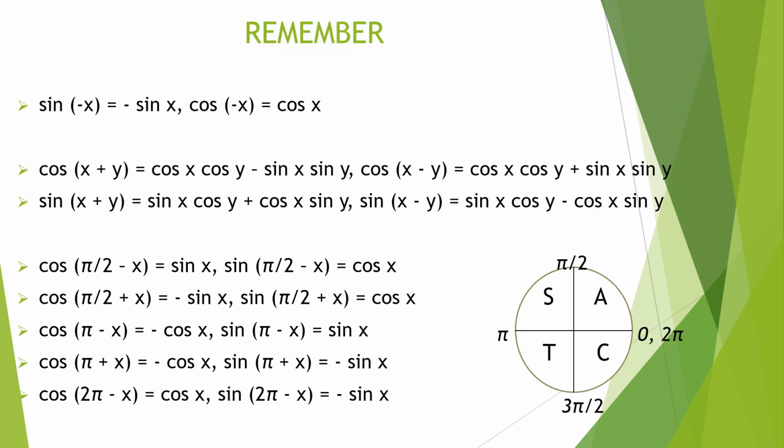Now comes the important set of formulas which you need to remember for the examples. First thing is sine of minus x is equal to minus sin x, and cos of minus x is cos x. Why is it so? Because sine of minus x basically you can write as 2 pi minus x. That means in the fourth quadrant. But in the fourth quadrant, you know that by ASTC only cos is positive. So sine of minus x will be minus sin x, but cos of minus x will be cos x.